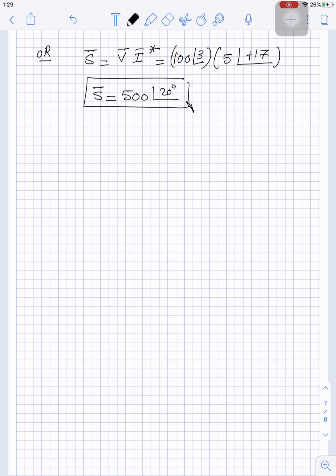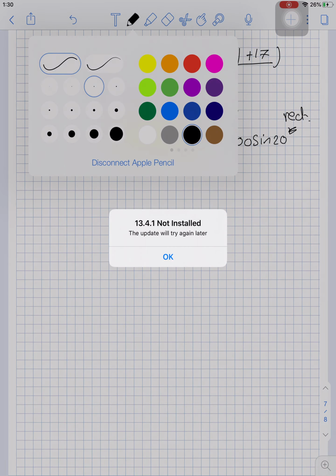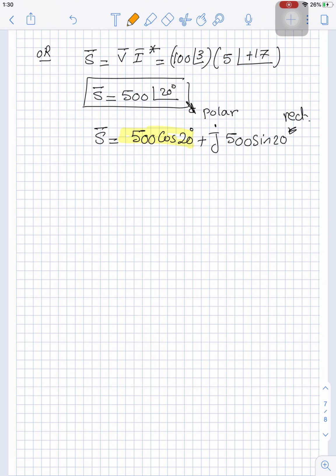Now if you take this S and write it from polar into rectangular, S rectangular will be 500 cos 20 plus j 500 sine 20. This is the conversion from polar to rectangular. So what will be the first term here? This first term here is P.